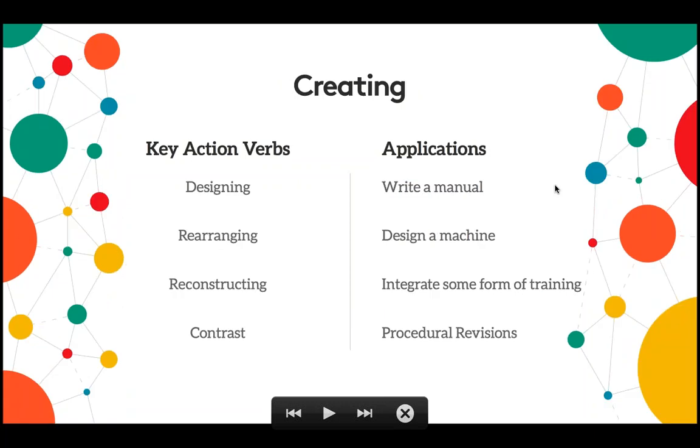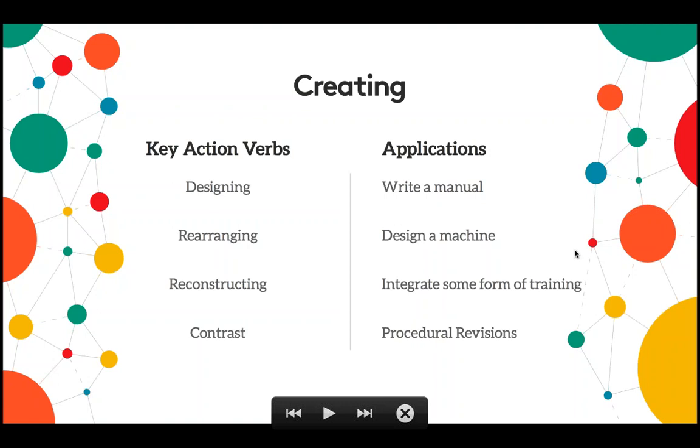And then the last step on that pyramid is actually creating. This is saying, hey, I am no longer a novice coming into this course. I am able to do a final project where I can show, hey, I can design this system. I can construct this situation or reconstruct a situation. You can write a manual, design a machine, integrate some form of training, or do procedural revisions.